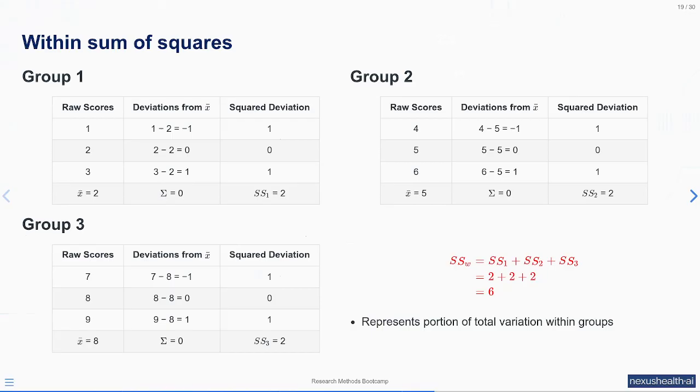We can repeat this for each of the groups separately. So for group 1, we have a sum of squares that is equal to 2. For group 2, we have a sum of squares that is equal to 2 again. And for group 3, we have a sum of squares that is equal to 2. So if we add up all this, and this is known as the within sum of squares, it gives us a within sum of squares of 6 that represents the portion of total variation within groups.